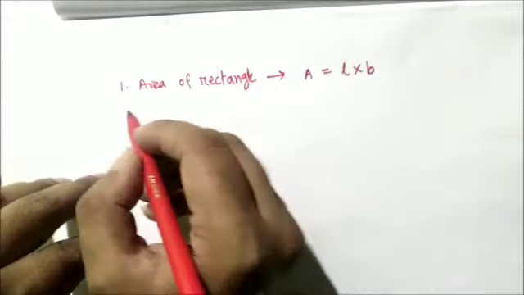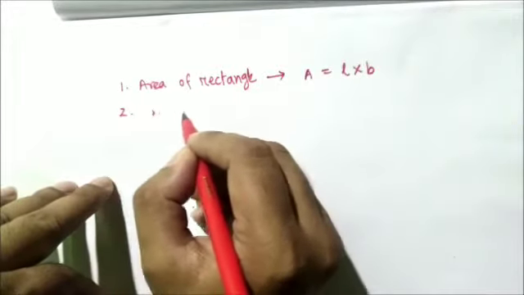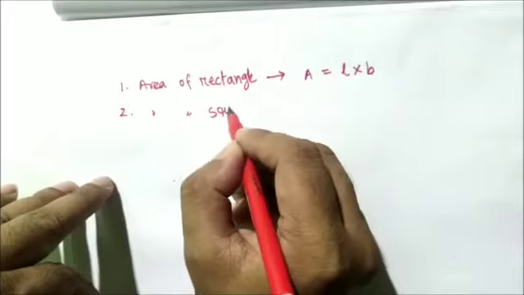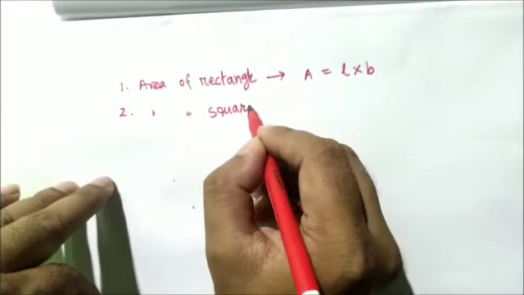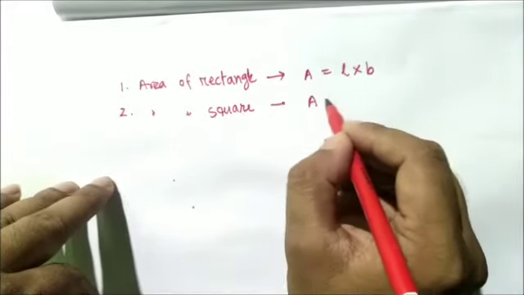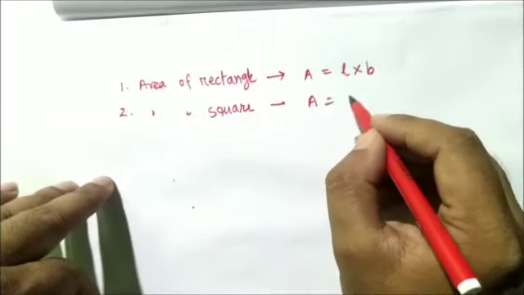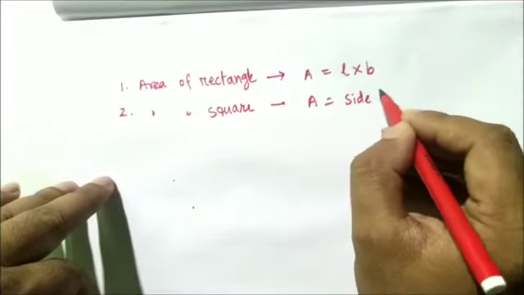And the area of a square is what? Side into side, or you can say side square.